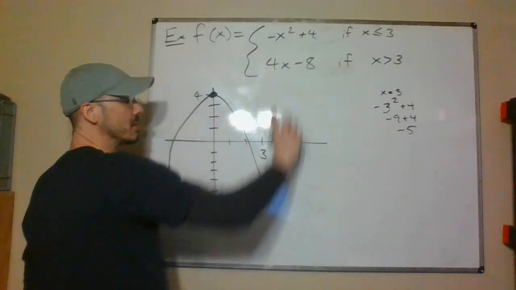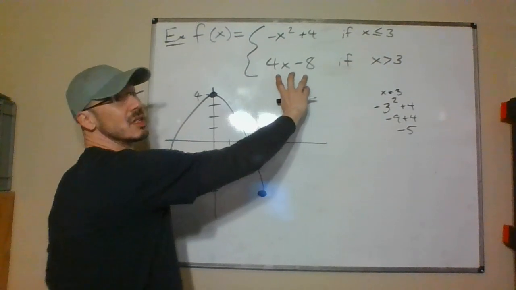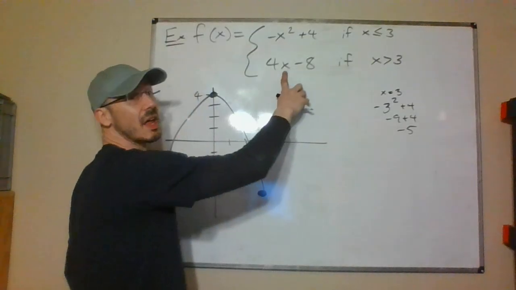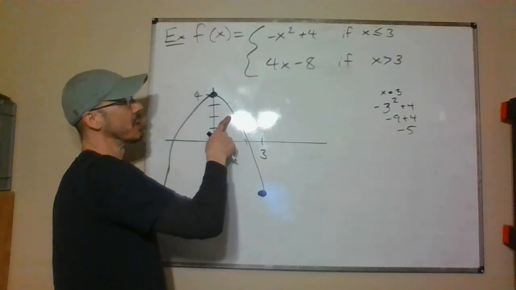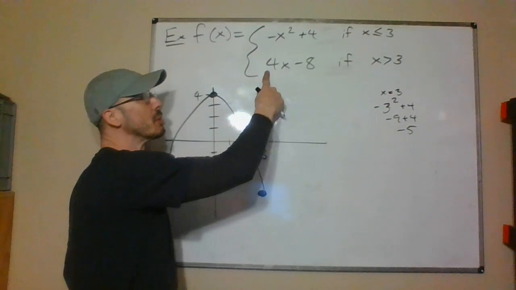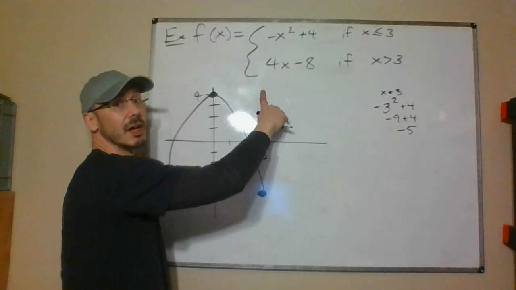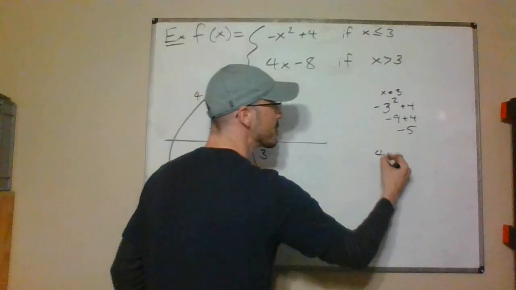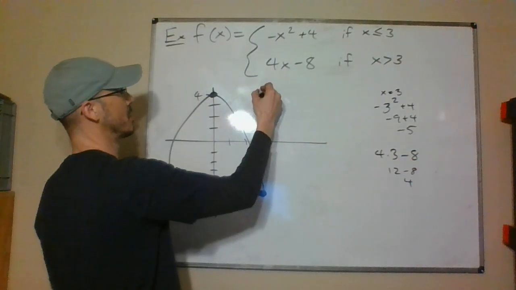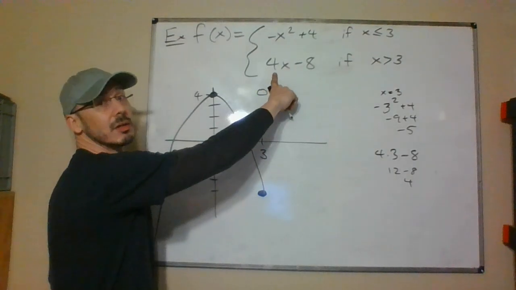Now to the right of 3, we're going to use this other function. I really just need to know where to start. And if I were to put in that 3, remember for x equals 3, we're using this other function. But if I was to use 3, what I'm looking at is the limit from the right of this function. And I'm going to put an open dot there. But 4 times 3 minus 8 is 4.